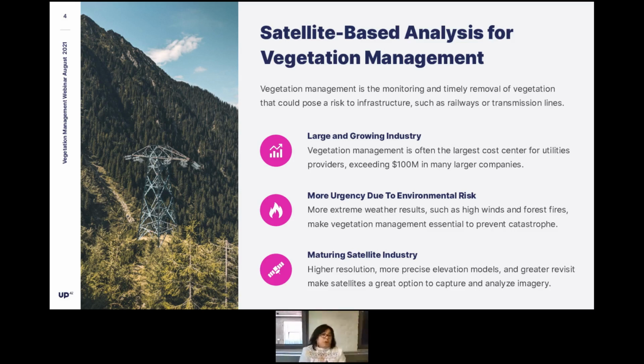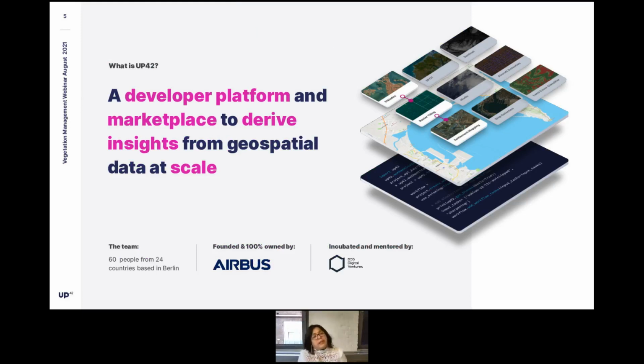The good news is that at this moment we are living in a maturing satellite industry. There are more than 6,000 satellites already orbiting our Earth, and many constellations will be launching in the next years. Satellite imagery can help generate highly accurate information for areas of thousands of kilometers, analyzing vegetation health and height, and identifying risks that require immediate attention. Now let me show you how O42 can support companies with their specific challenges.